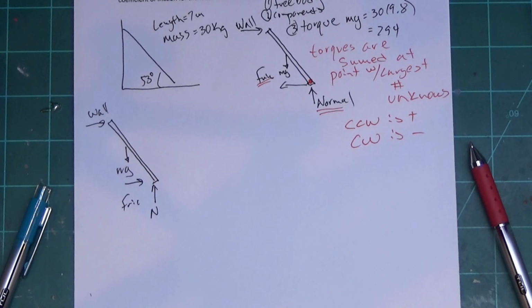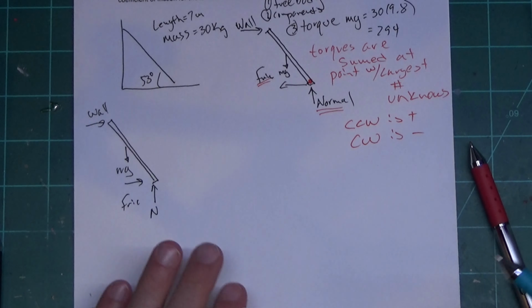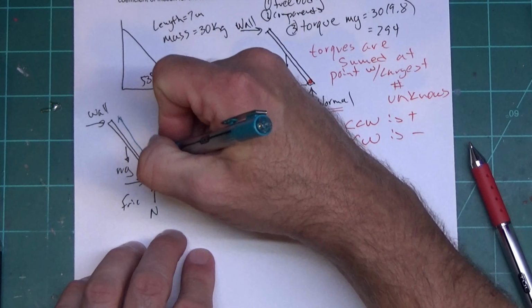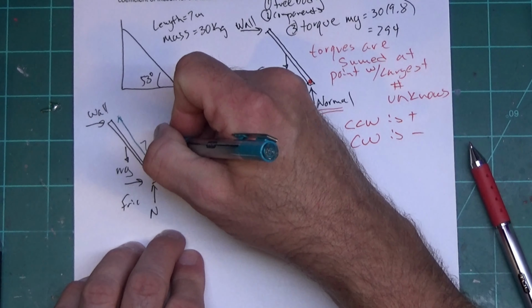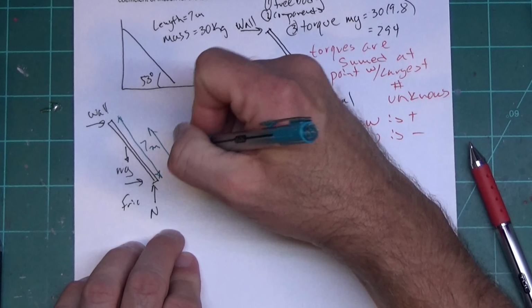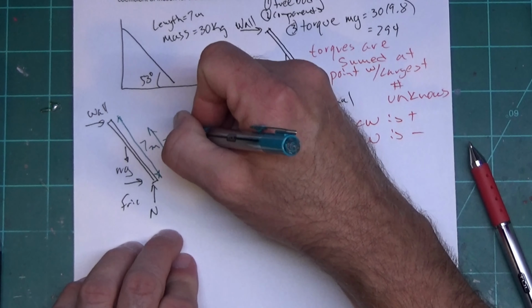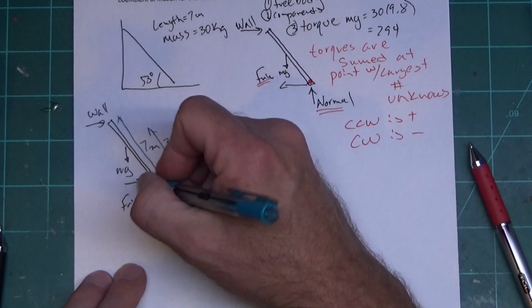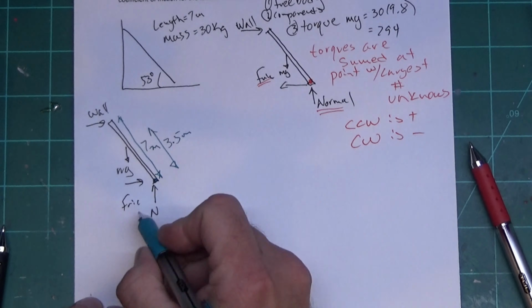So all my distances have to be measured from that pivot point. We know the length of the ladder, we know this length here is 7 meters. That means the weight of the ladder would be acting at the center, 3.5 meters. Now I need all my distances from this pivot point.